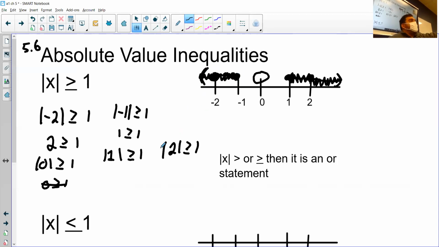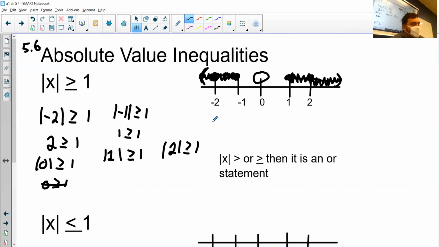Kira actually had a good question. What am I shading? Can someone tell me what the or statement would look like based off the shading here, Tara? If it was an or statement, it would be a shaded in dot because it was greater than or equal to, which means that it would be continuously going that way. Yeah. And that's what you do for an or statement.